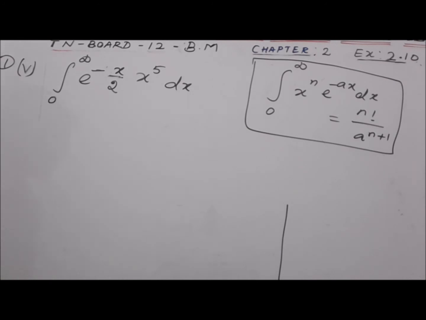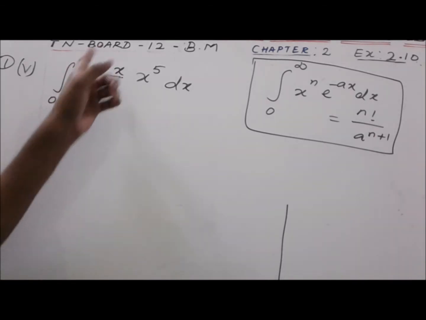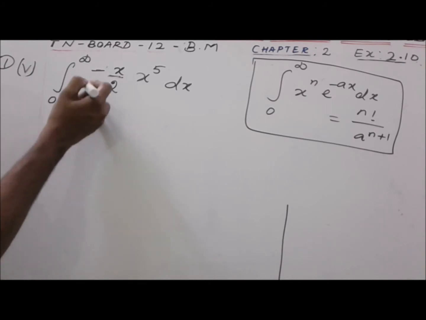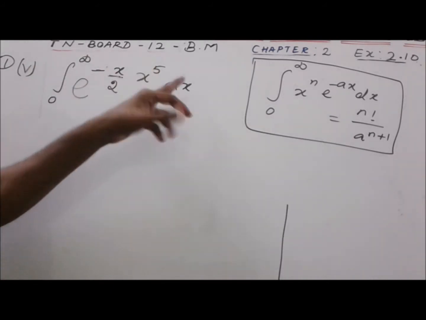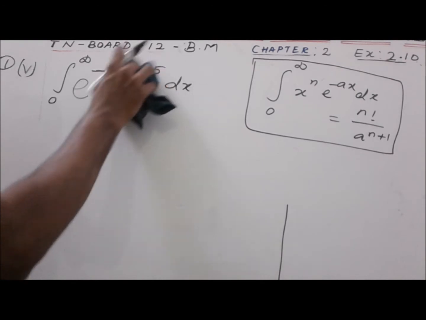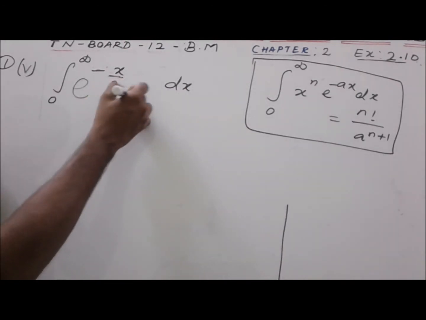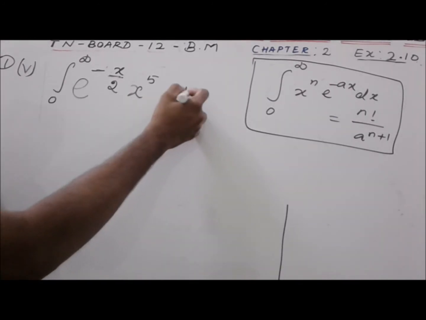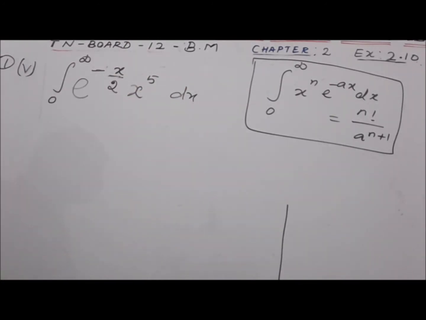Now subdivision number 5, question number 1, exercise 2.10. The integral from 0 to infinity of e to the power minus x by 2 into x power 5 dx.